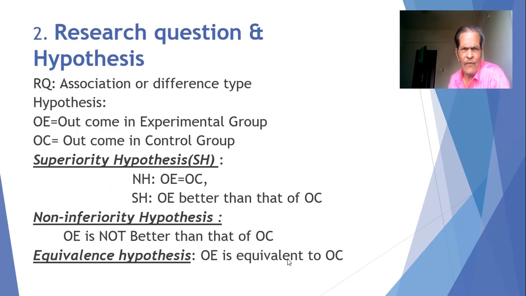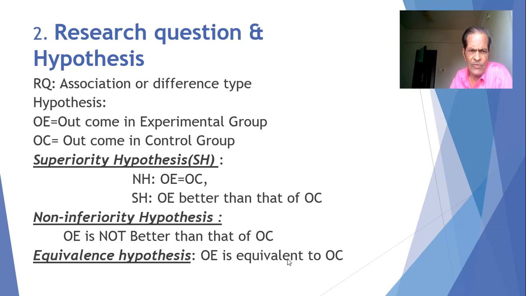Then the next is framing the research question and hypothesis. The research question in a clinical trial is of association or difference type. If your research question is not of association or difference type, then a clinical trial is not indicated, and some other studies, that is analytical studies, may be indicated. If OE is the outcome in the experimental group and OC is the outcome in the control group, then you have 3 types of hypothesis in clinical trial. These are the superiority hypothesis, the non-inferiority hypothesis, and the equivalence hypothesis.